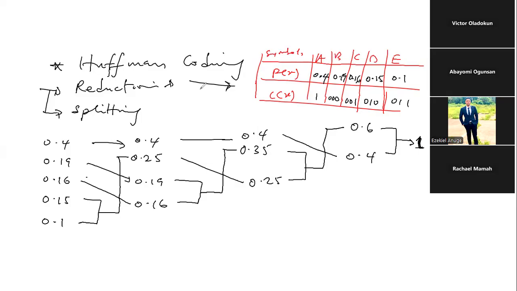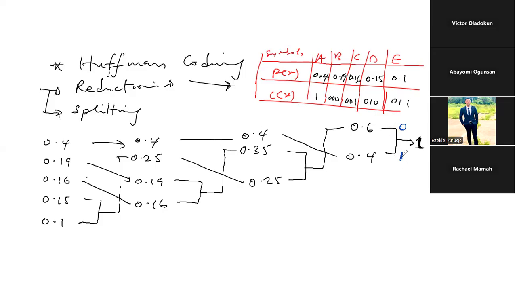And for us to split, it means that we now want to begin to assign 0 and 1 to the two final symbols and work backward. So here, I want to use different colors this time so we don't confuse things. So we are going to assign 0 to this and 1 to this. Okay? So now we are going to work backward.